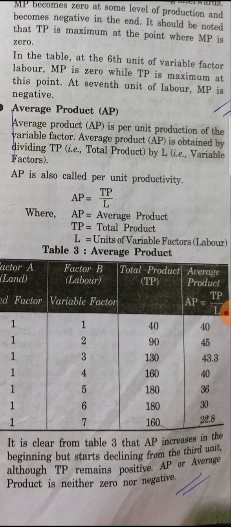AP is TP divided by the units of the variable factor. So first the TP is 40 and the units of variable factor is 1, so 40. After that, 90 by 2, that is 45. After that, 130 by 3, that is 43.3. 160 by 4, that is 40. 180 by 5, that is 36. 180 by 6, that is 30. 160 by 7, that is 22.8.